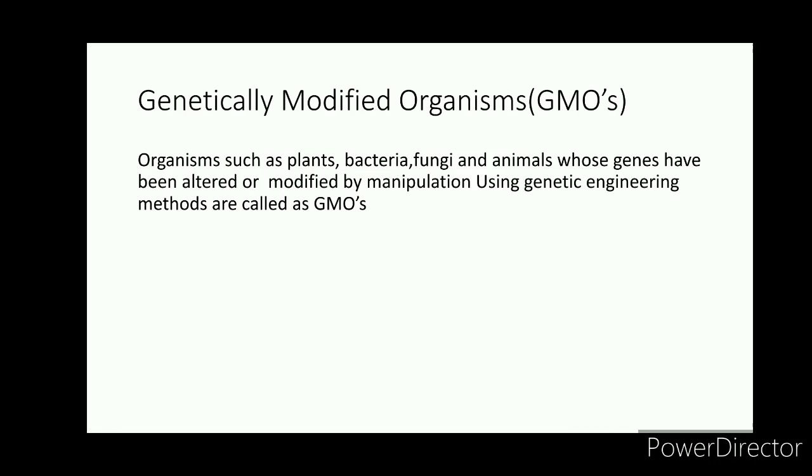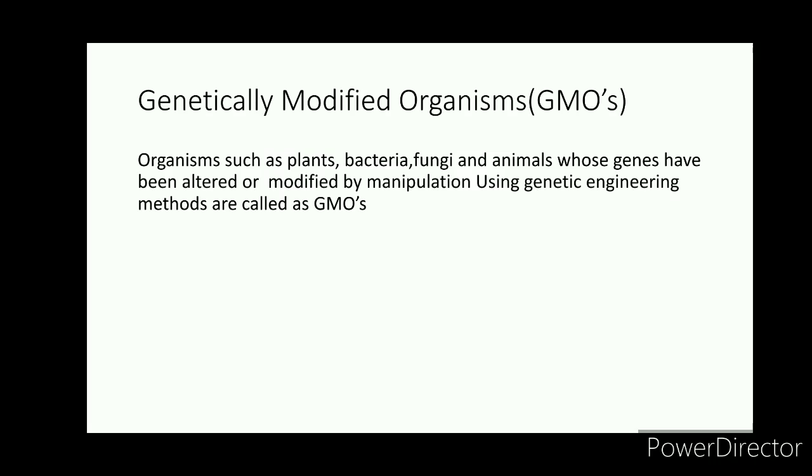So one important application of biotechnology is it helps in the production of genetically modified organisms known as GMOs. Now the GMOs can be plants or they can be animals also. Another name for genetically modified organisms is transgenic organisms. If it is a plant, then it is known as transgenic plants. If it is an animal, then it is known as transgenic animals.